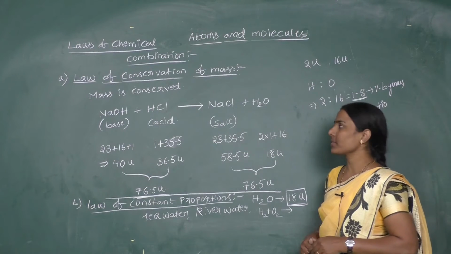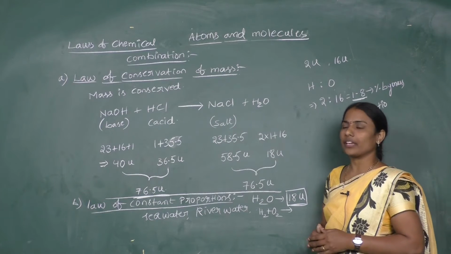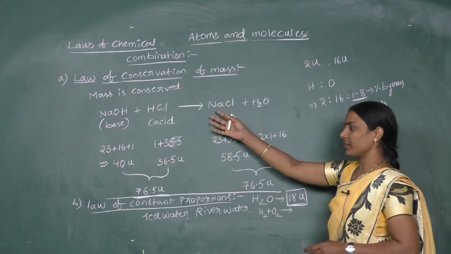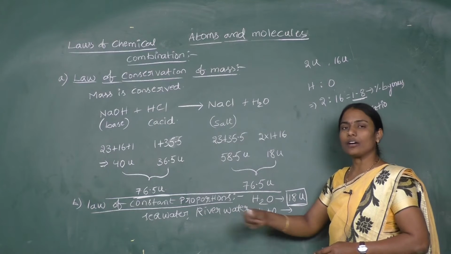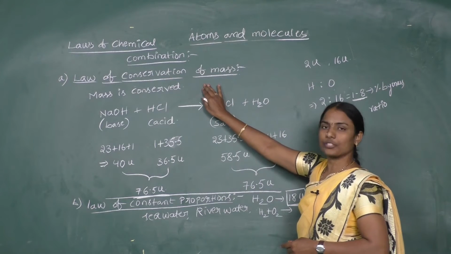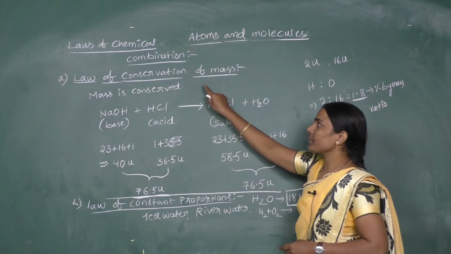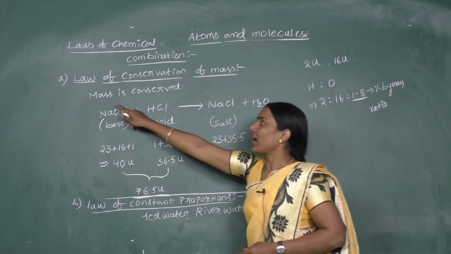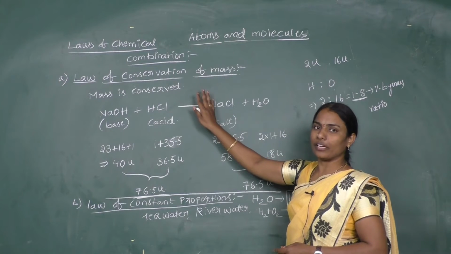Yeah, welcome to Brainbox. See, these are the examples I have taken to explain the law of conservation of mass and even the law of constant proportions also. So first of all, we'll see about the law of conservation of mass. What the law of conservation of mass says is that mass is conserved during a chemical reaction.